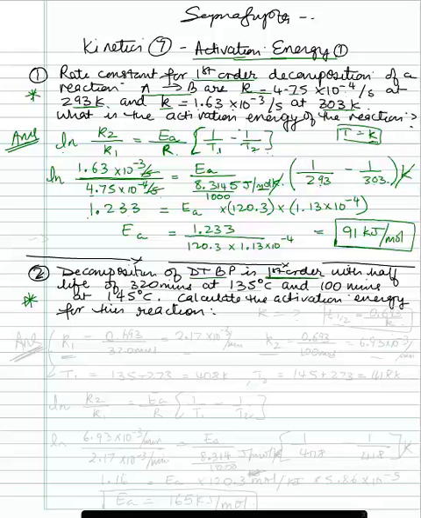With a half-life of 320 minutes at 135 degrees Celsius and 100 minutes at 145 degrees Celsius, calculate the activation energy for this reaction. So this is worded a little bit differently, which means that it requires a little bit more work than just doing a straightforward calculation. Since the half-life is given to us, what we will have to do is calculate K first, because we are not given K.